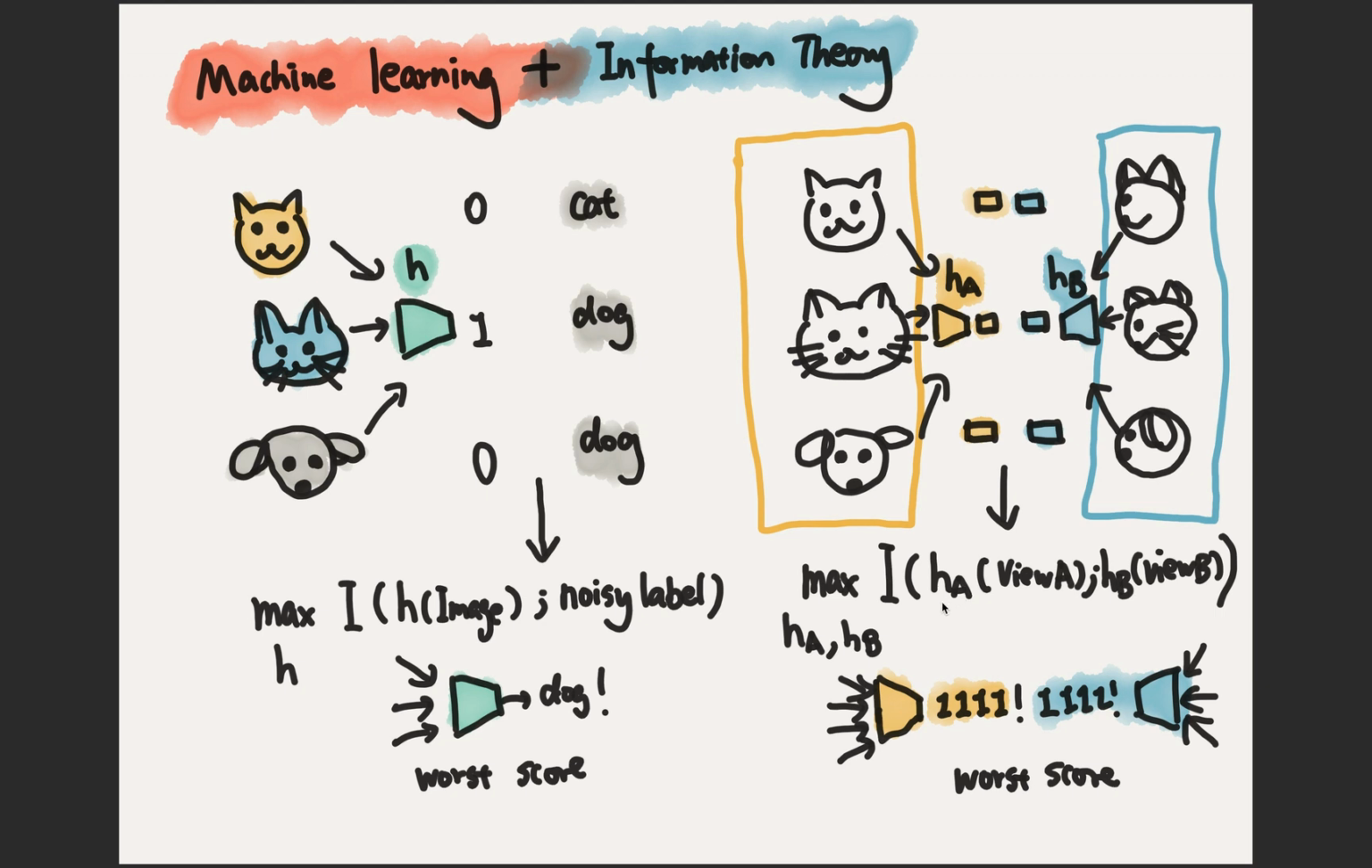And still the same thing here. We change the optimization goal to maximize the mutual information between view A's hypothesis outputs and view B's hypothesis outputs. And in this case, if the meaningless hypotheses always report the same thing, they will have the lowest score here. And this information theoretic idea can conceptually solve the challenge I mentioned before.